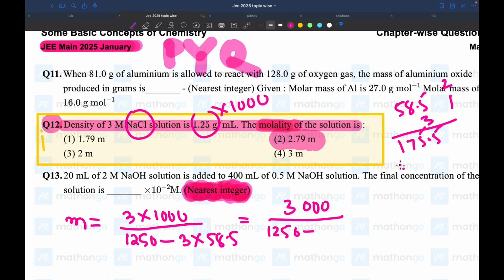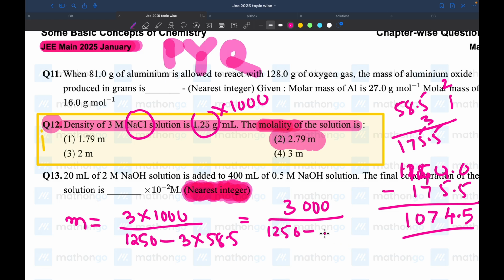So what should be done? 1250 minus 175.5. Here we take a 0, so this adds to 5. 9 minus 5 is 4. Here you have 4, and 4 minus 7 needs borrowing, so you have 11. So 11 minus 7, and we get 1074.